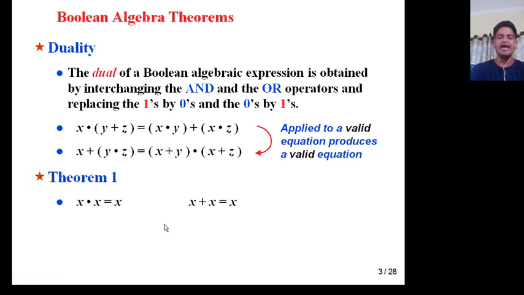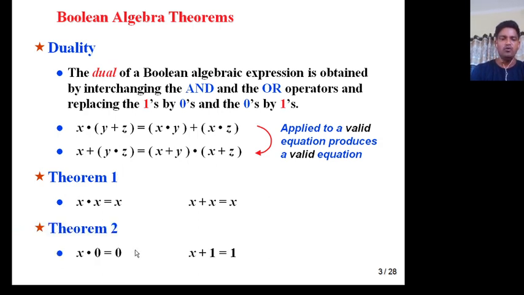next is x dot x. You know x dot x is equal to x. And what will be the dual of this? x plus x equal to x. You do not need to remember this, just apply the dual. In detail we will see this in Boolean algebra. Now you have to remember only the duality theorem, how to determine the dual of any expression.